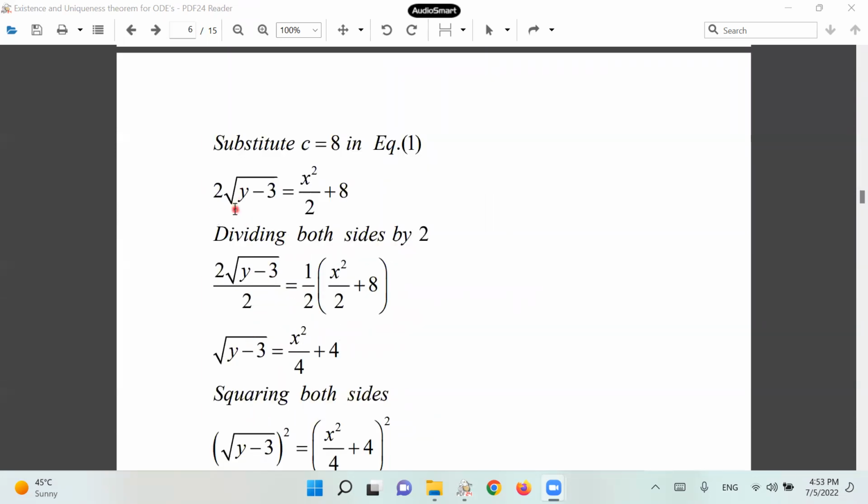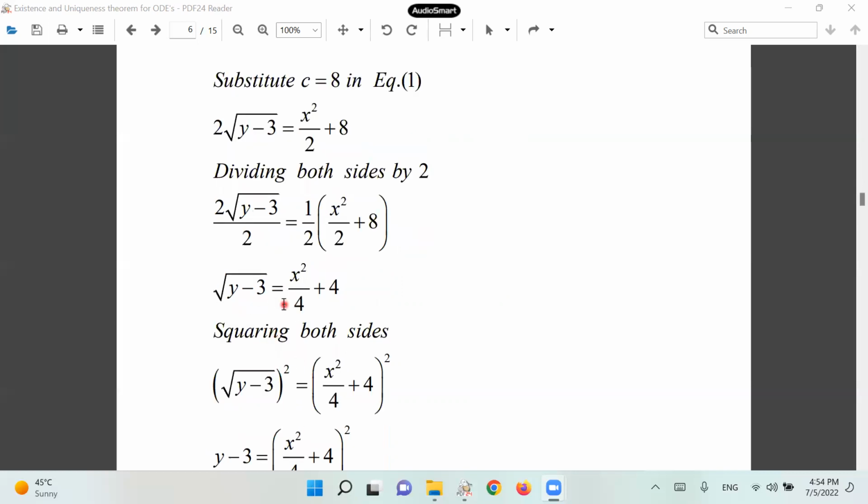2 into square root of y minus 3 equals x square over 2 plus 8. So dividing both sides by 2 so that we can get the value of y in the end. We have to do some manipulation so that in the end we are just left with the value of y. So we divide first both sides by 2. So we get square root of y minus 3 equals x square over 4 plus 4.